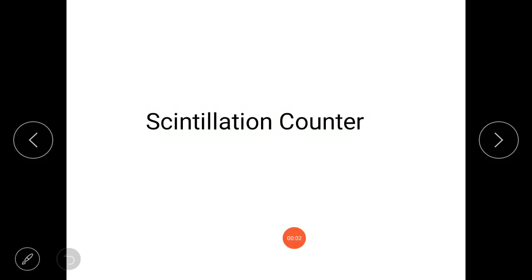Hello students, in the last lecture I discussed the Geiger-Müller tube, a method of detection and measurement of nuclear radiations. In this lecture I am going to discuss another method of detecting and measuring nuclear radiations, that is the scintillation counter. The scintillation counter is based on the principle of scintillation.